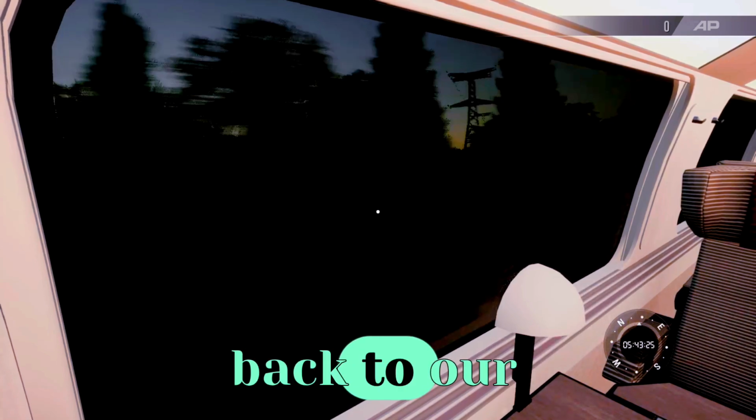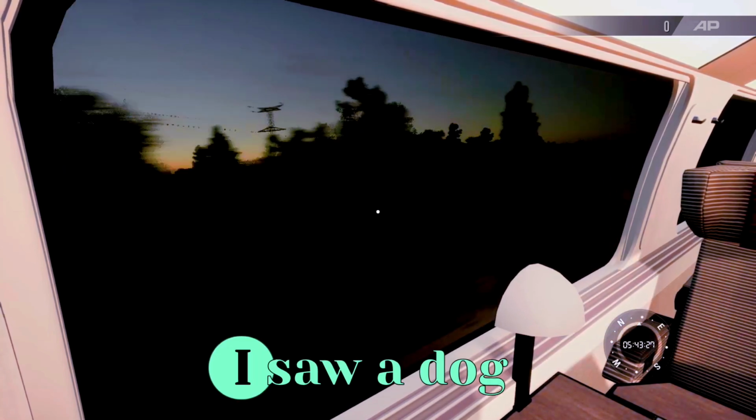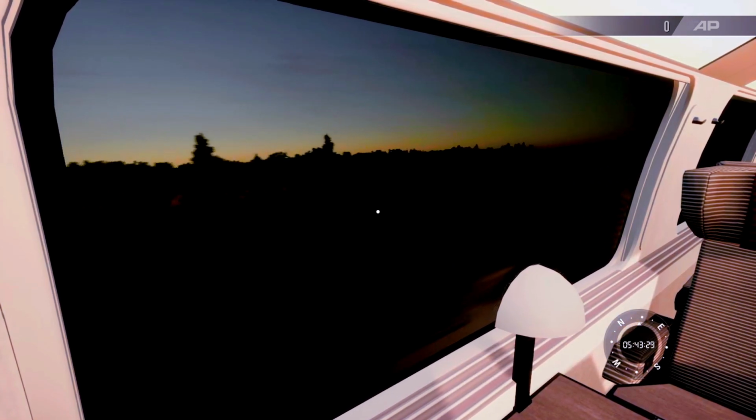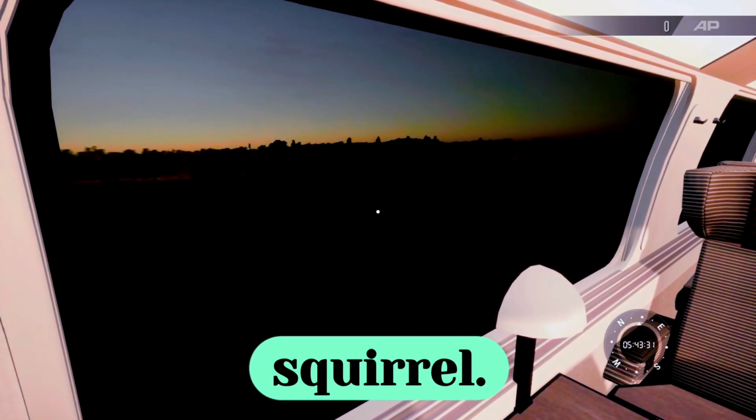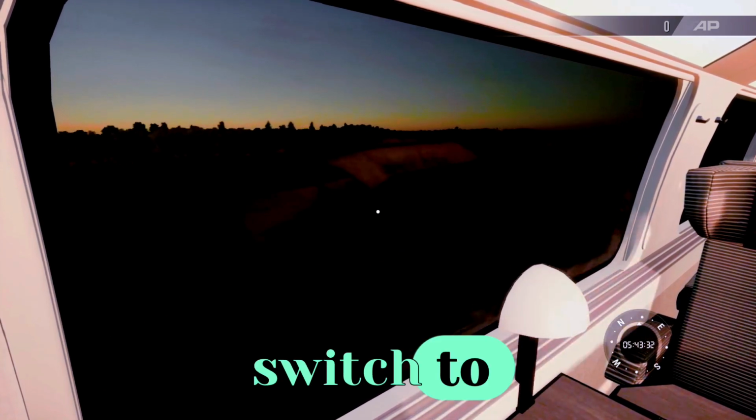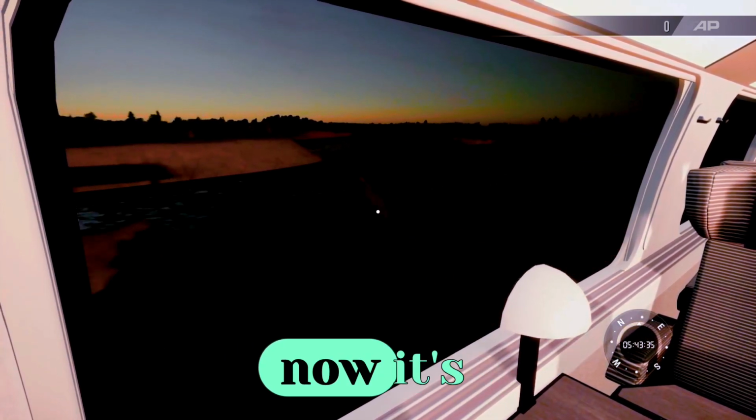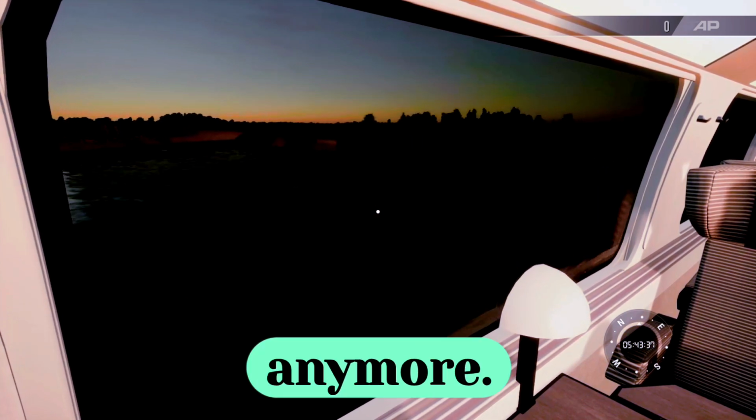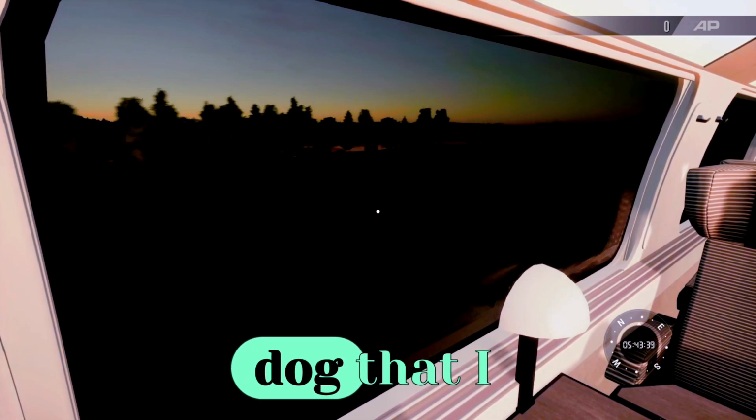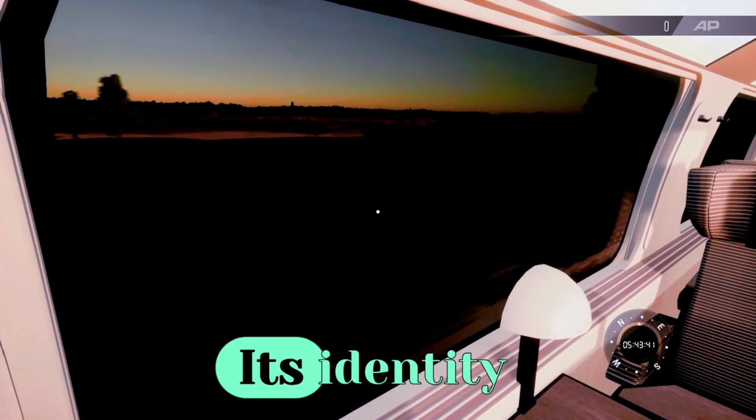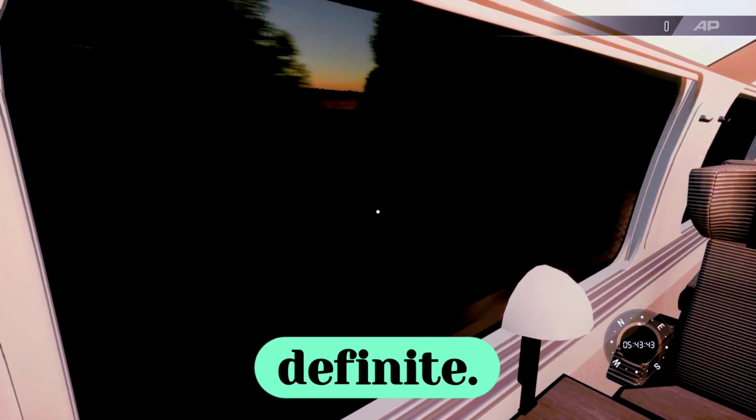Let's go back to our story. Yesterday, I saw a dog in the park. The dog was chasing a squirrel. Why do we switch to the dog? Because now it's not just any dog anymore, it's the specific dog that I just introduced. Its identity is now definite.